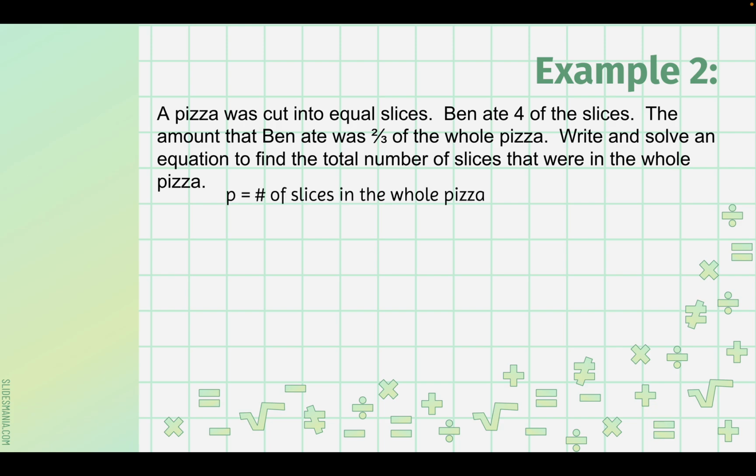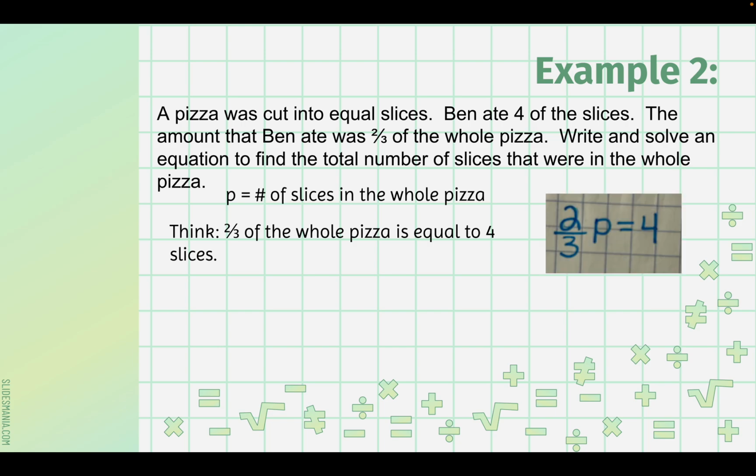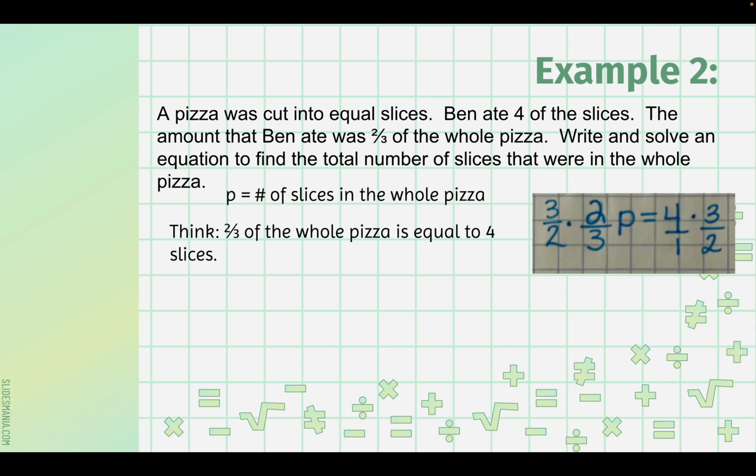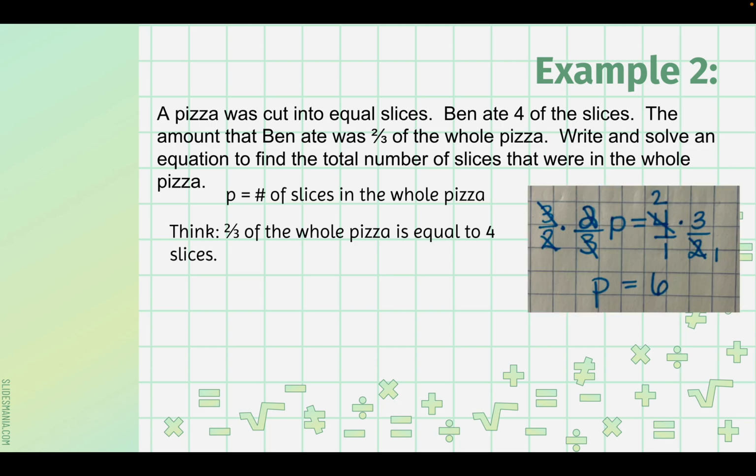So our variable will be, let's let P equal the number of slices in the whole pizza. Then we're going to think, 2/3 of the whole pizza is equal to 4 slices. So 2/3 P equals 4. Now we have to solve this equation by isolating the variable and using inverse operations. So we can multiply both sides by the reciprocal of 2/3, 3/2, or we could also divide both sides by 2/3. We get P equals 6. So there are 6 slices in the whole pizza.